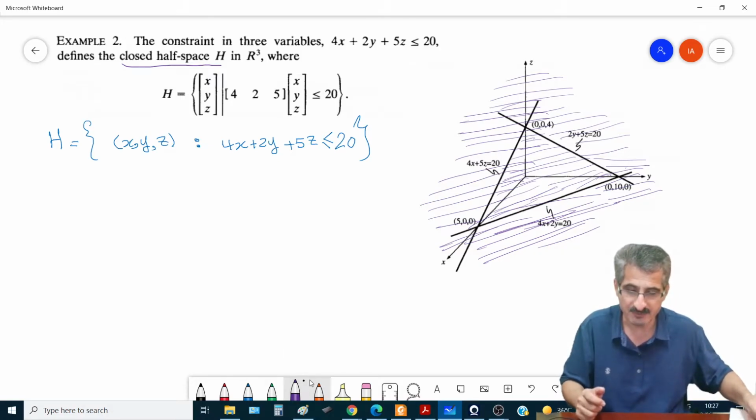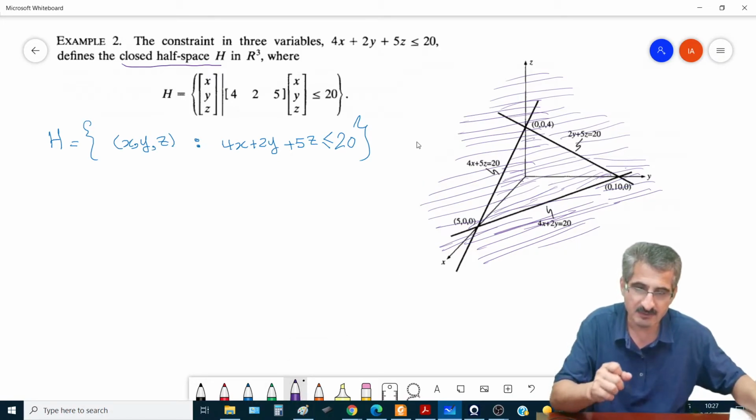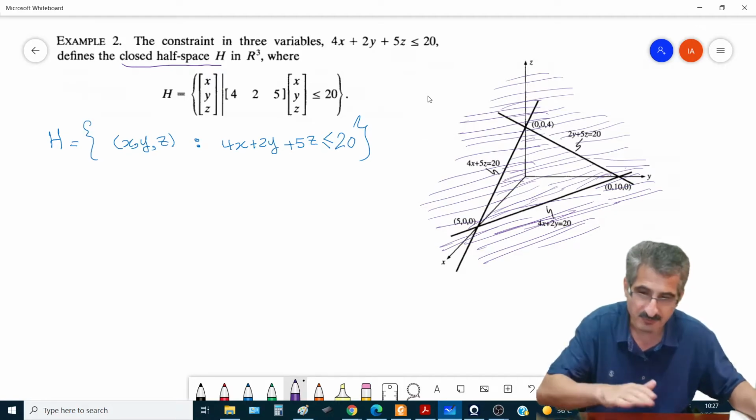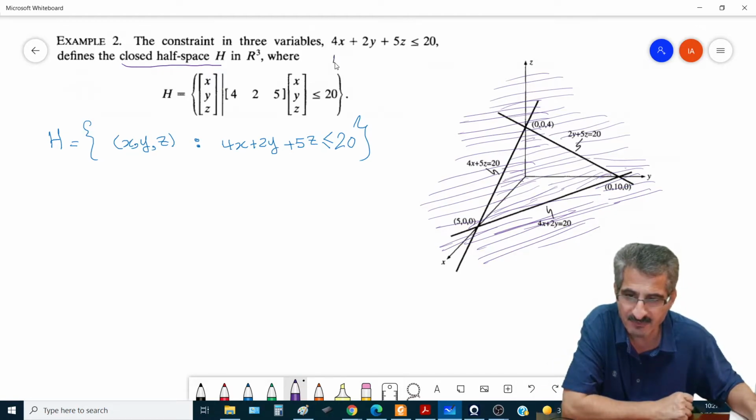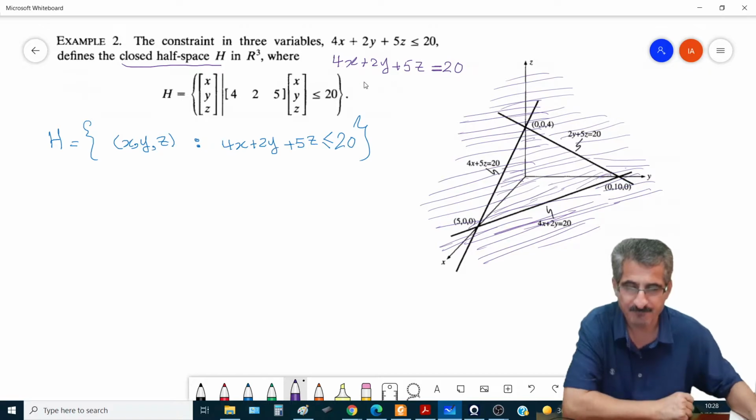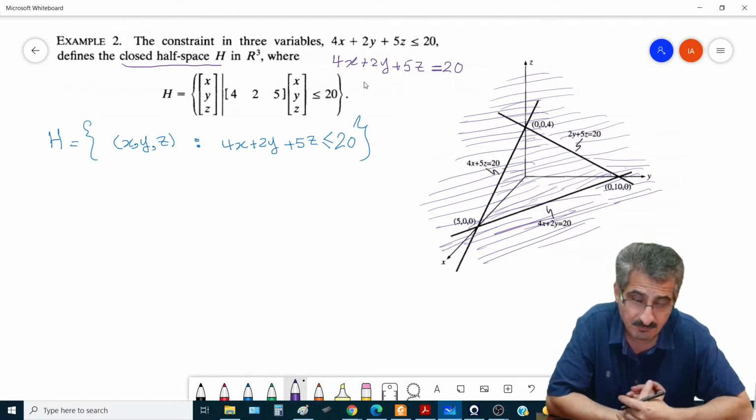So what happened, the equation of that plane is this. Here we have it here. It's 4x plus 2y plus 5z equals 20. Good? This is the equation of the plane. Okay.